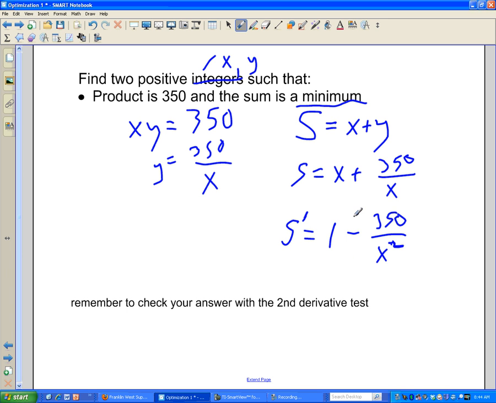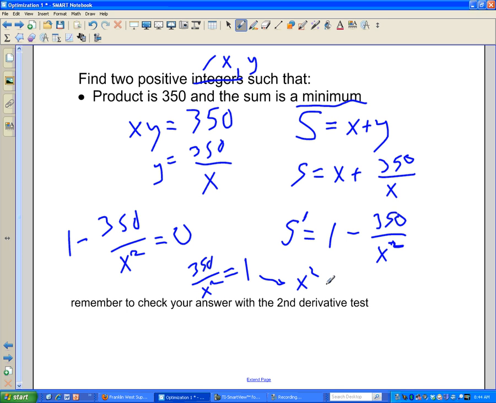But so that's what we want to equal 0. So when is 1 minus 350 over x squared equal to 0? Well, that's when 350 over x squared is equal to 1, or when x squared is equal to 350, or when x is equal to the square root of 350, which is definitely not an integer, so that's why I said this should be numbers up here. x is equal to the square root of 350, and then y is equal to 350 divided by the square root of 350, which means that it's also the same.